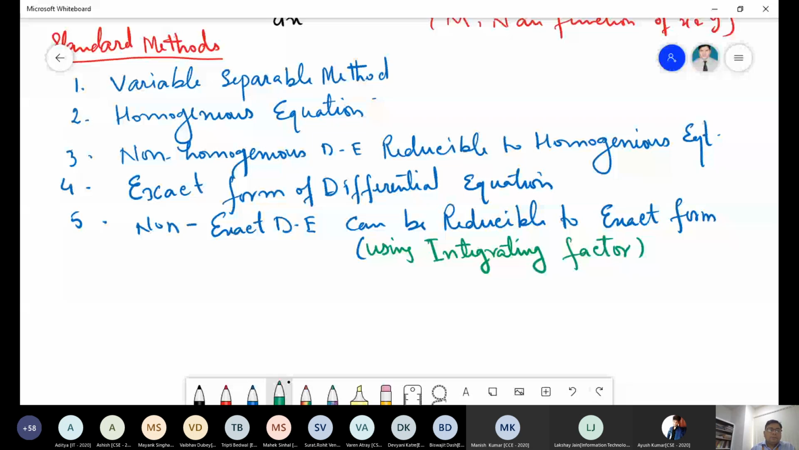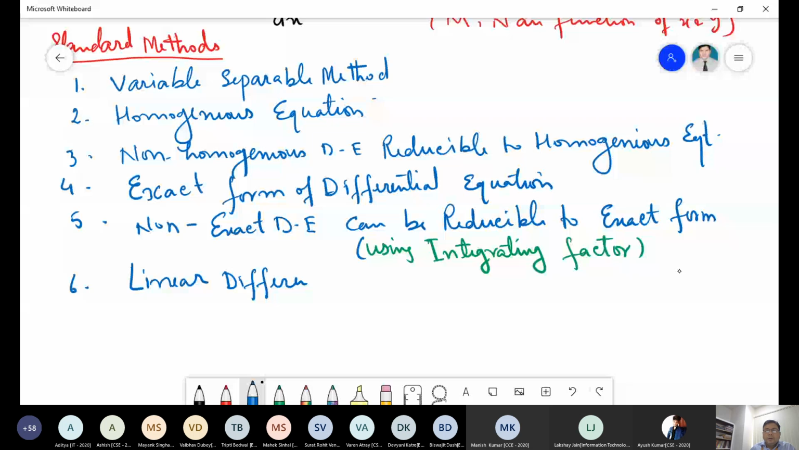Then sixth, if there is an integrating factor, then sixth is a linear differential equation. And I hope that two or three methods you have already gone through in class 12th. I think variable separable method, homogeneous, and linear differential equation. I think three I remember, and even the students are also sharing the class.